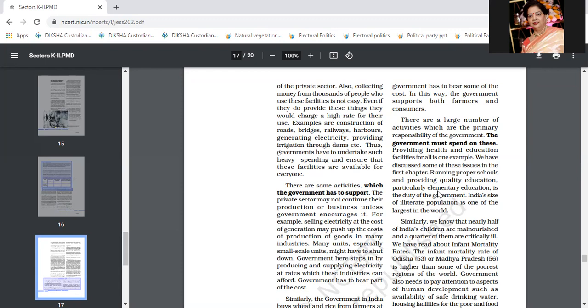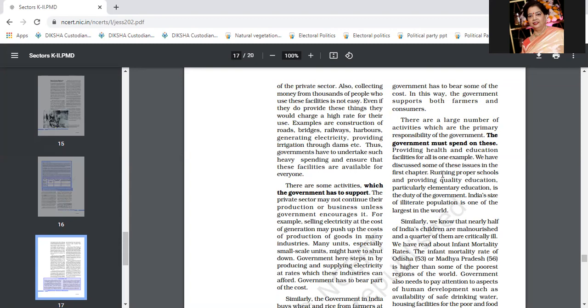Along with this, the government also runs proper schools providing quality education. Health and education facilities for all are some of the duties of the government, and that's why nowadays state governments are also demanding that the central government should provide cost-free vaccination, because it is the responsibility of the government to provide health services and health infrastructure. So these are the activities which are the final responsibility of the government.